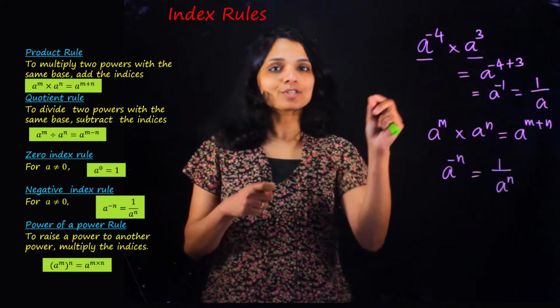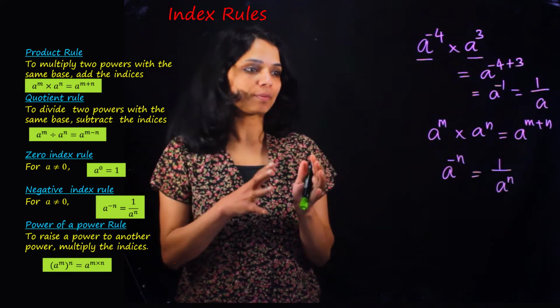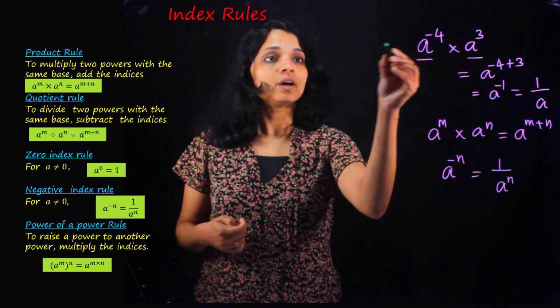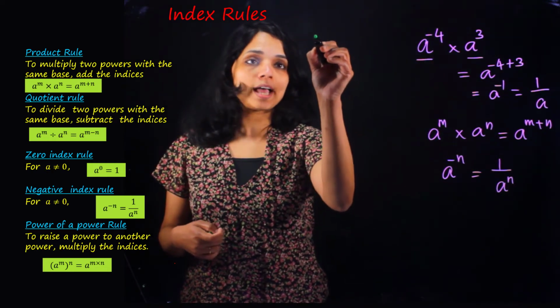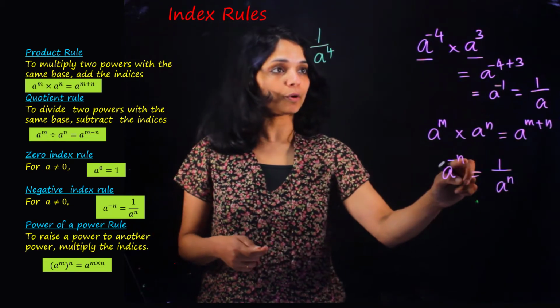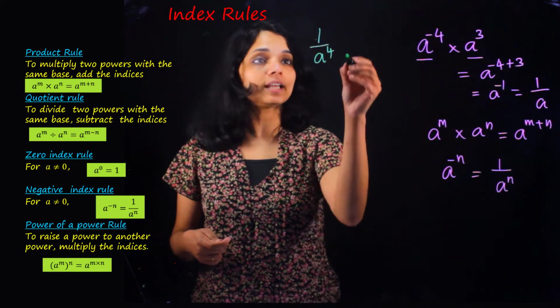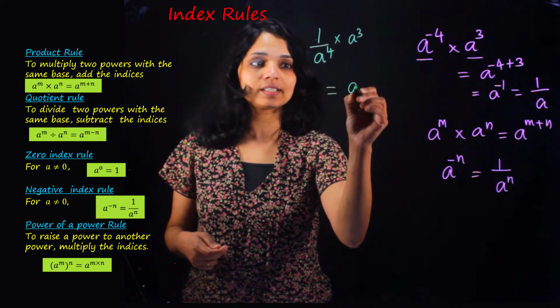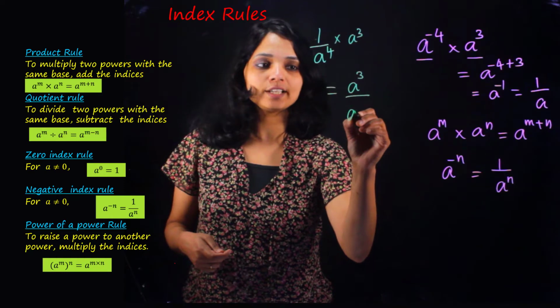You can approach the same question using a slightly different method. Using the negative index rule, you can write a to the power minus 4 as 1 on a to the power 4, since a to the power minus n equals 1 on a to the power n, and times a to the power 3. So this can then be written as a to the power 3 on a to the power 4.